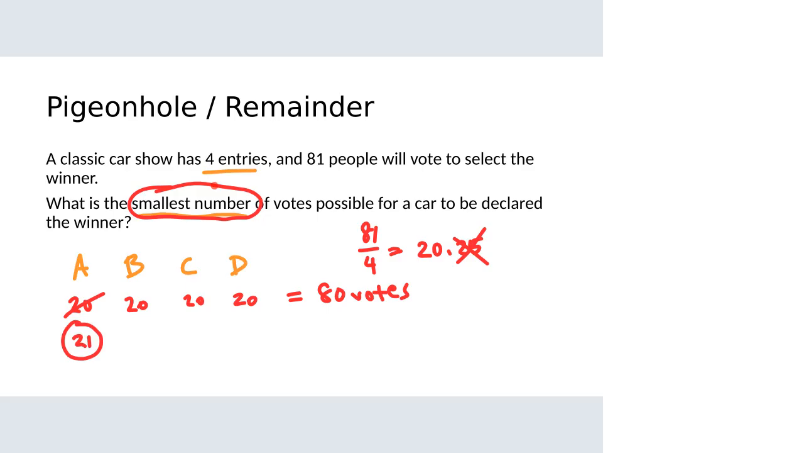So the smallest number of votes you could get and win is 21. It's got more than everybody else. It adds up to 81 total votes. So that's how this could work, and you could get 21 votes and be the winner.